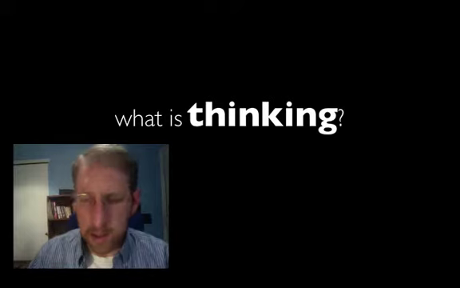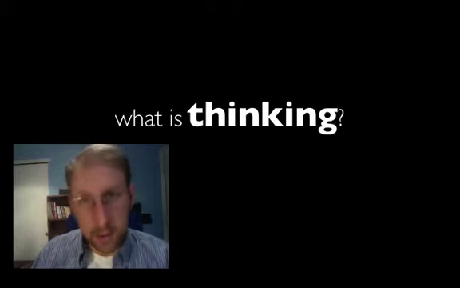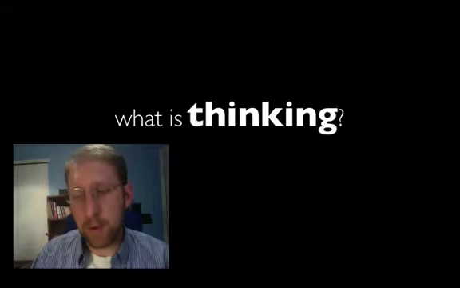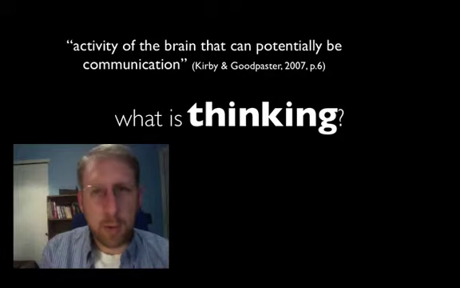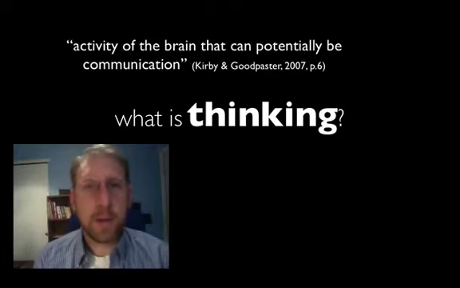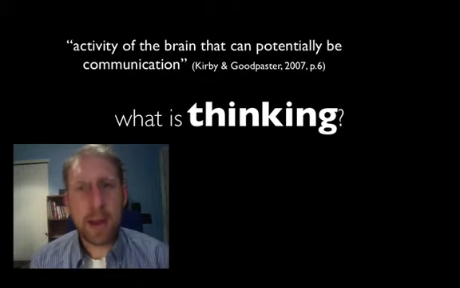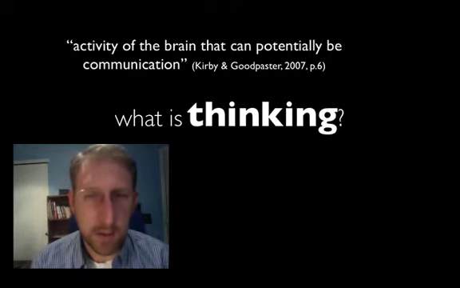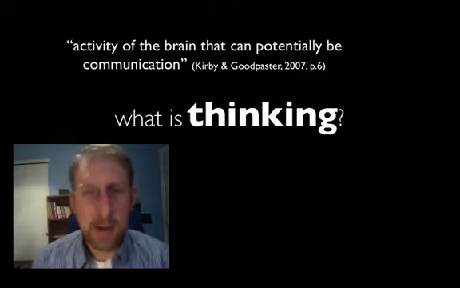So what is thinking? Now, last week we talked about this just briefly, and you all had some really good definitions, and there's any number of ways we could define this. But for the sake of this course, we're going to work with how your textbook has defined thinking. Here's what Kirby and Goodpaster say. Thinking is the activity of the brain that can potentially be communicated. Now, there's a typo here, it's not communication, but activity that can potentially be communicated.